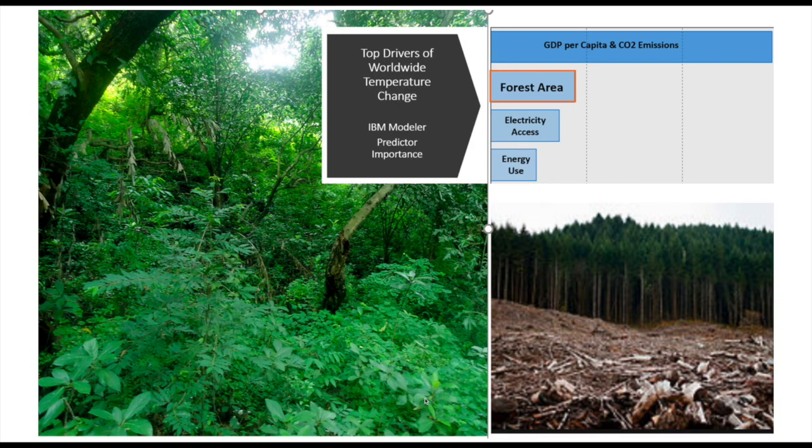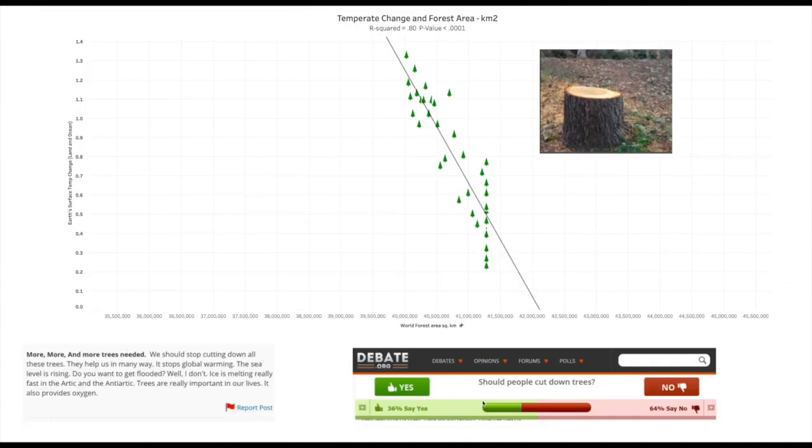Now, let's focus on forest area, which was identified as one of the top drivers of temperature change. Why are trees important? Trees absorb a large amount of excess CO2 in the atmosphere. One tree can absorb as much as 48 pounds of carbon dioxide per year and can sequester 1 ton of carbon dioxide by the time it reaches 40 years old.